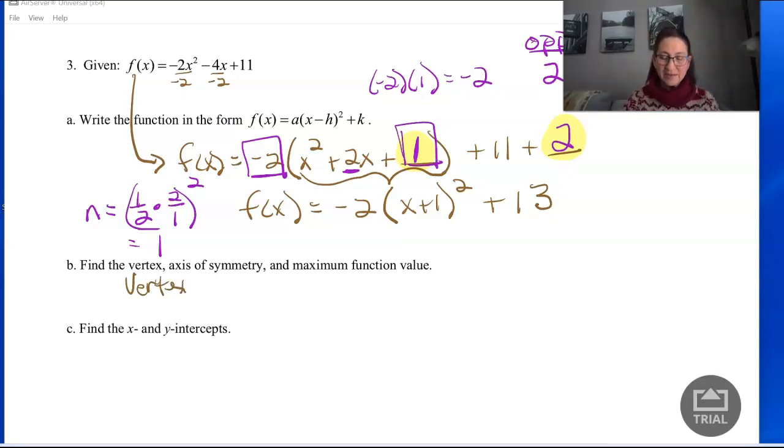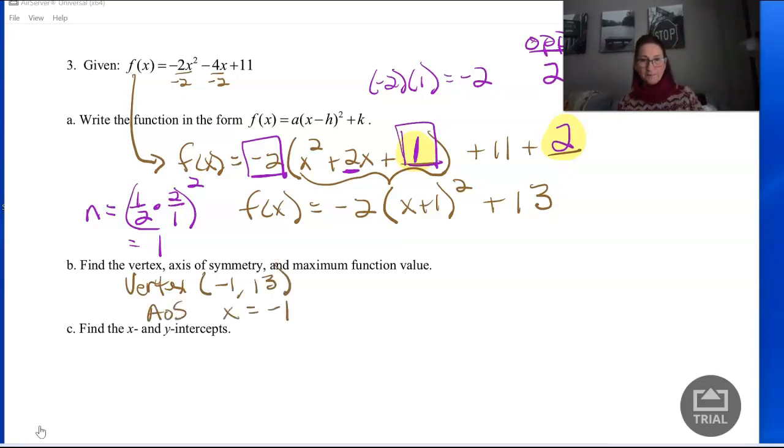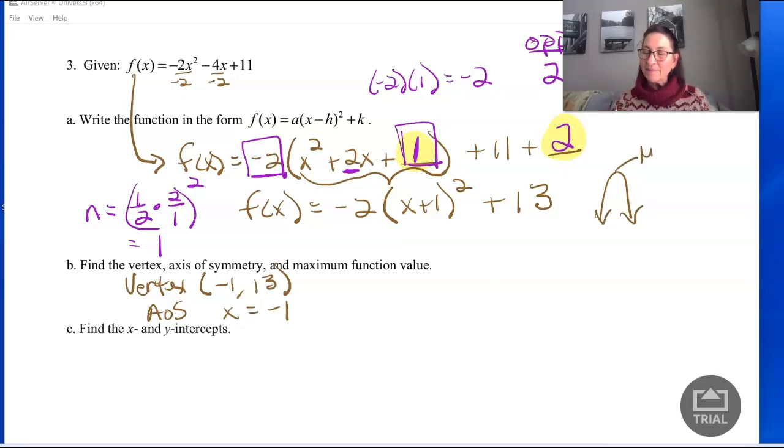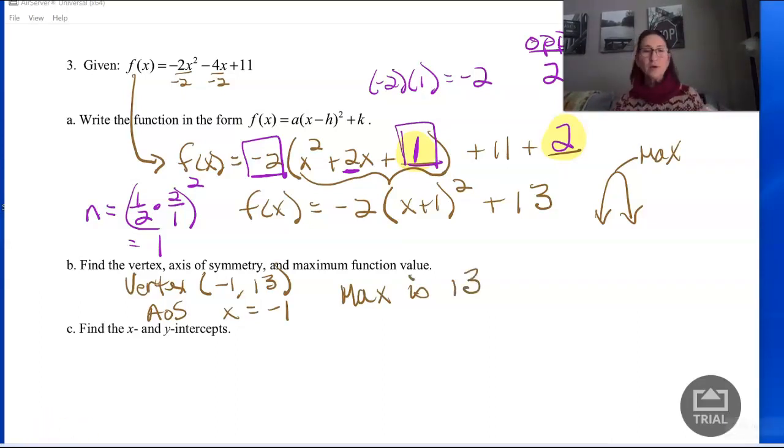So my vertex is going to be (-1, 13). My axis of symmetry is x equals -1. And because I have a -2 as my a value, that means my parabola is going to open down. And so I'm going to have a maximum value. And my maximum in this case is 13. It's going to be the k value of that vertex.